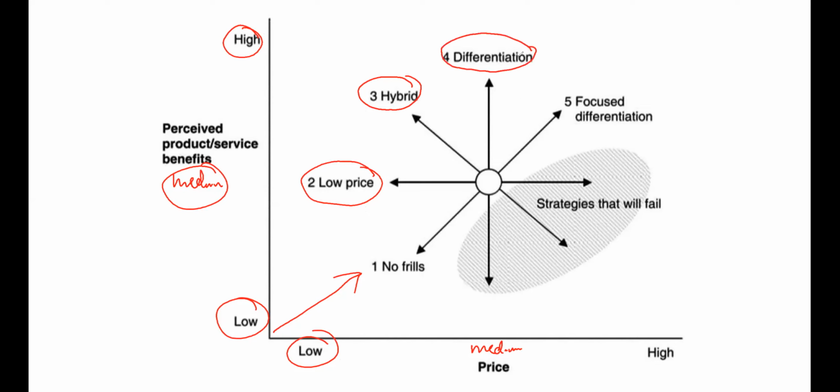A medium here will be around medium because high is around the same. So medium perceived benefit with a high price. It's a focus differentiation. Okay. Then you have the strategies that will fail.